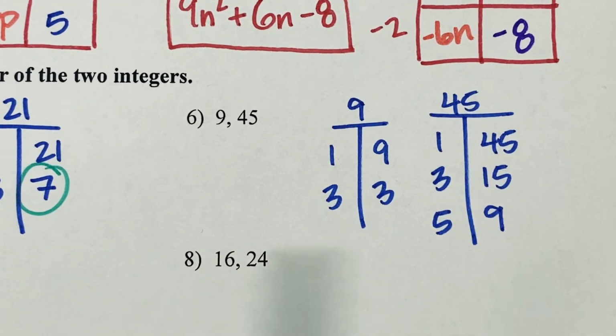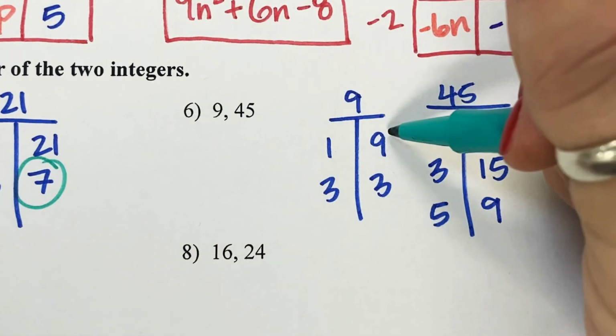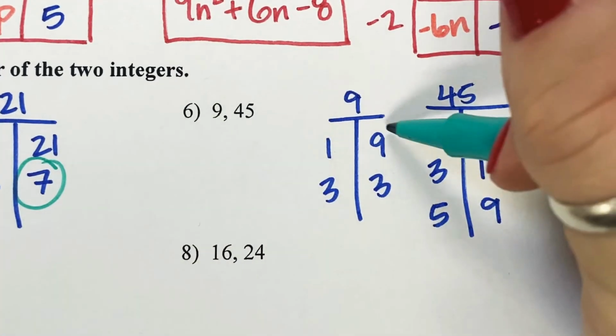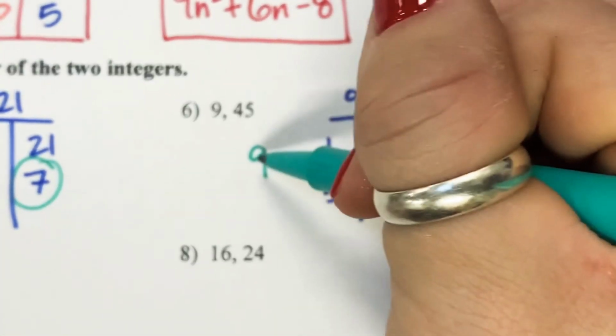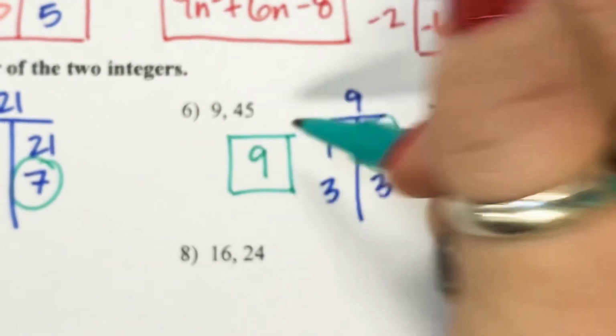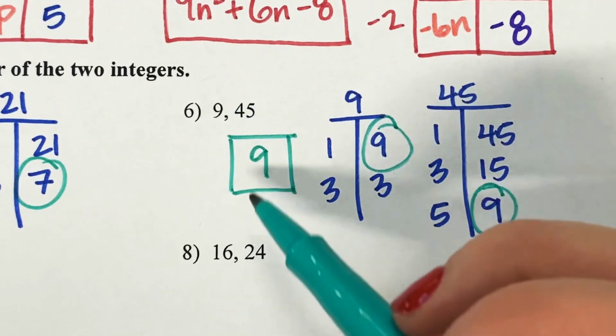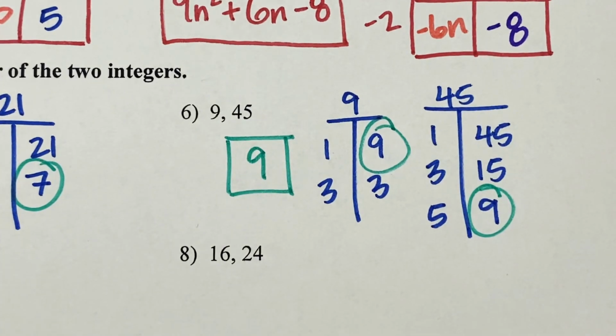Okay, so what is the biggest number that's on both of these lists? What about 9? Is 9 on both the lists? Yes, it is. So we know that our GCF of 9 and 45 is 9, because 9 goes into 9, and 9 also goes into 45. Nice.